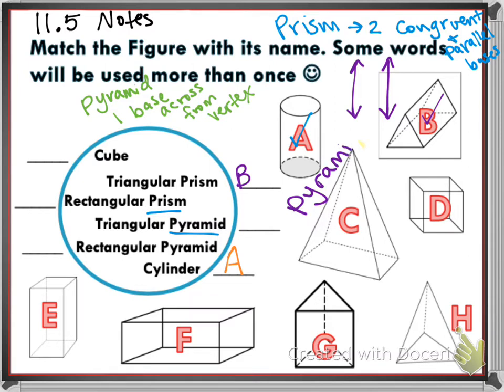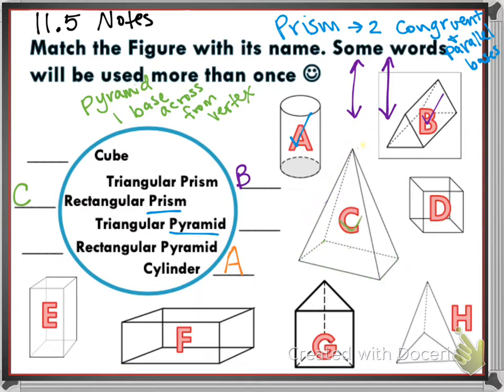Obviously we've all seen the pyramids in Egypt. I don't know why I said Sphinx. But this is obviously a pyramid, so you want to look across from the vertex where they all come together, and then across from that is going to be your base. So the base's shape is a rectangle, so this is a rectangular pyramid.